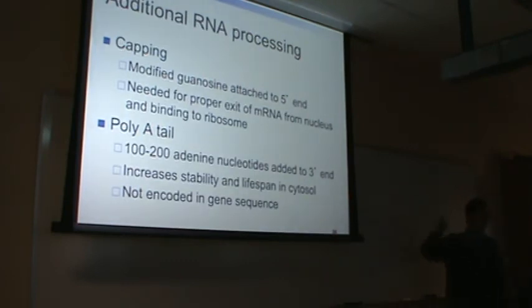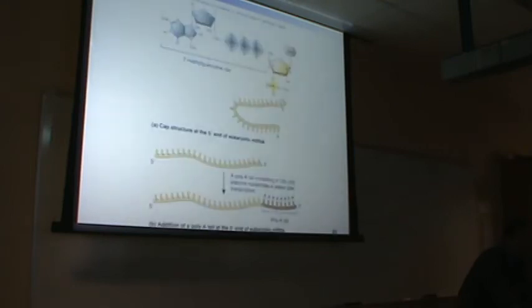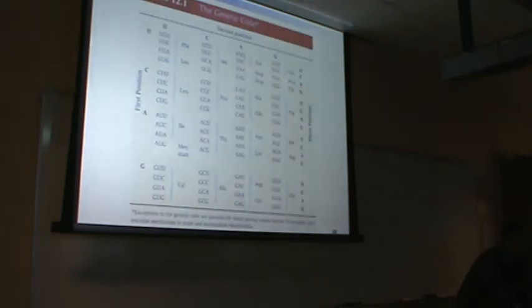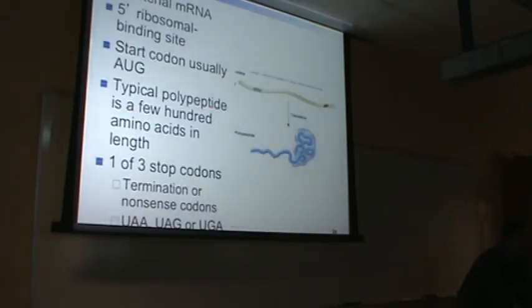So usually at the 5' end, there is a cap. At the 3' end, there is a poly A tail for the eukaryotic mRNA. Capping structure, poly A tail. Genetic code, we have done this. Both bacteria and eukaryotes need a ribosomal binding site, meaning starting codon AUG, and stop codons UAA, UAG, UGA.